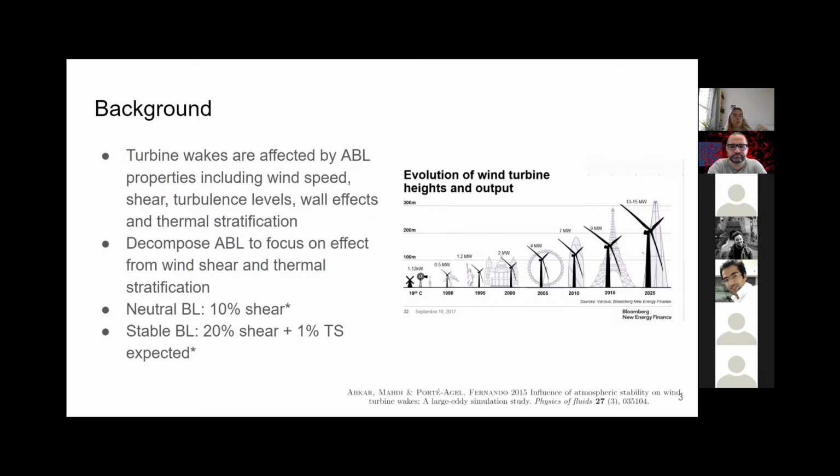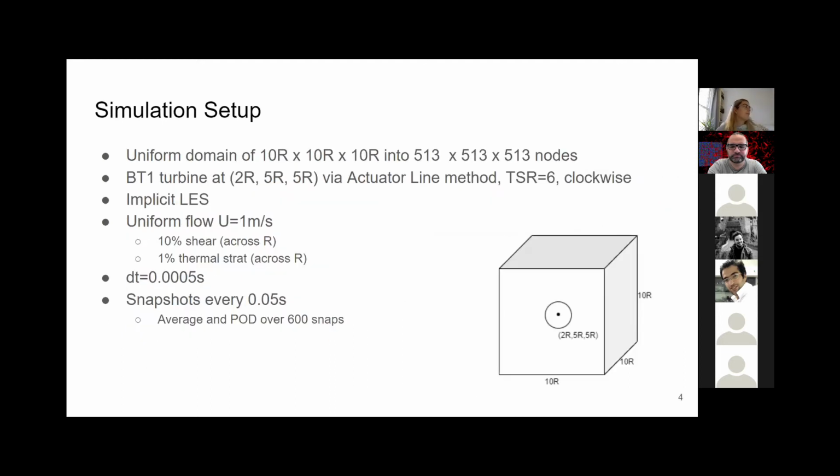And the diagram on the right is just showing how wind turbines are increasing in size, and as they increase in size, the percentage change of these gradients is going to increase. So this work is really important to understand how these effects are changing the wake and the breakdown.